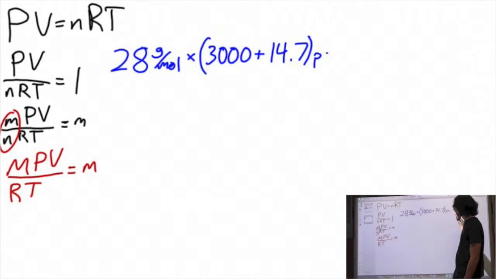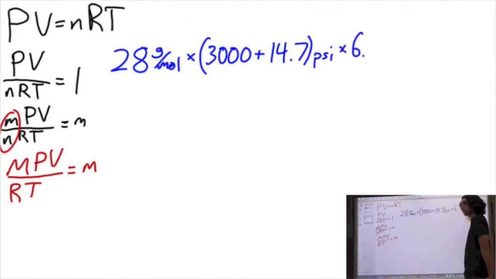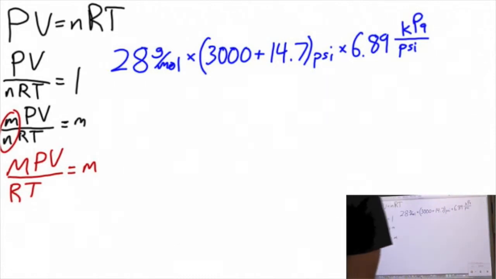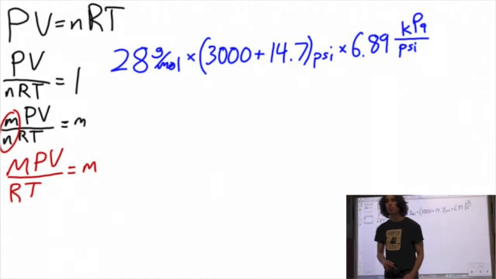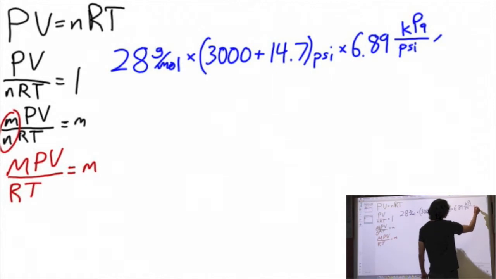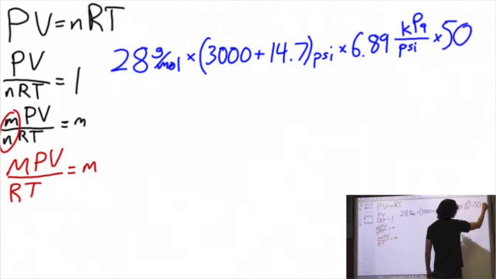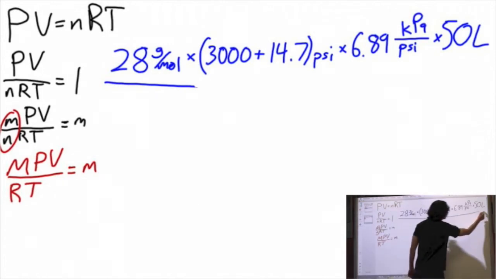So that's in psi. I'm going to throw in a conversion here because I'm going to use R in metric units and SI units because they're easier to work with. So there are 6.89 kilopascals per psi. And the last thing I'm going to multiply it by is the volume, which is 50 liters. Big fraction bar.